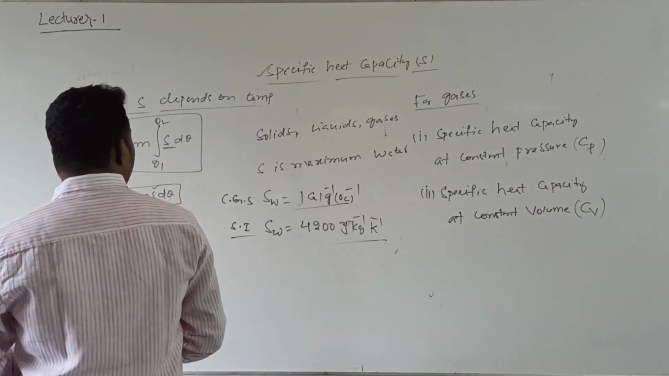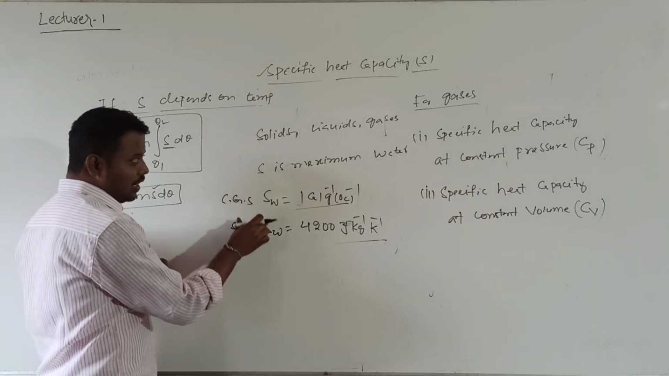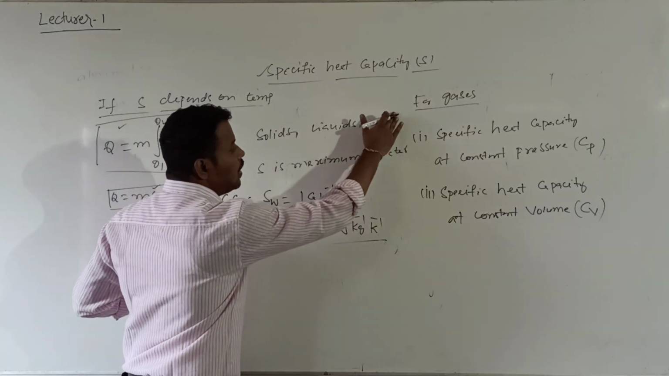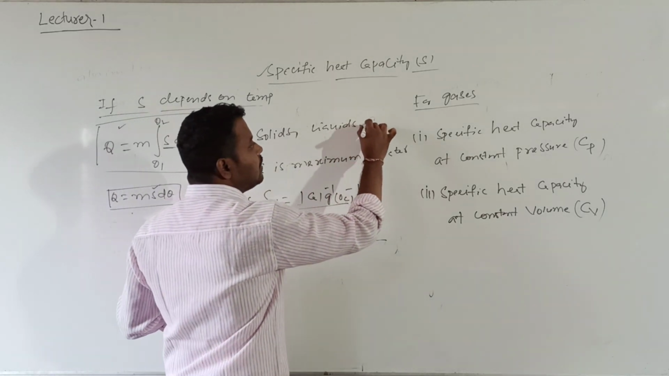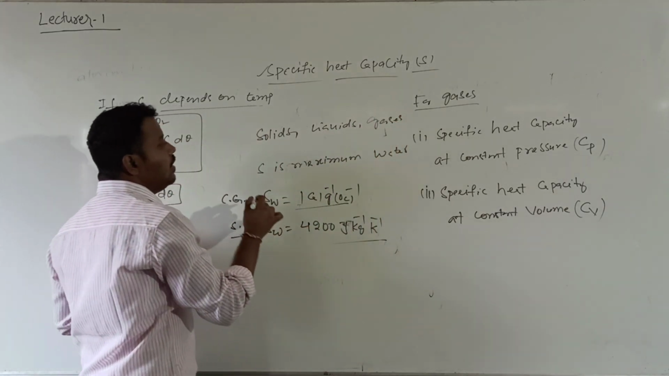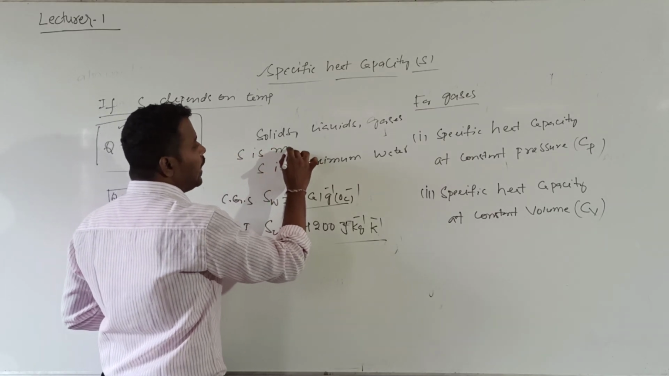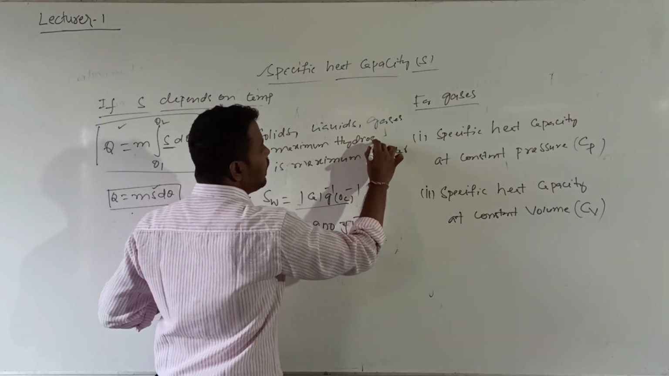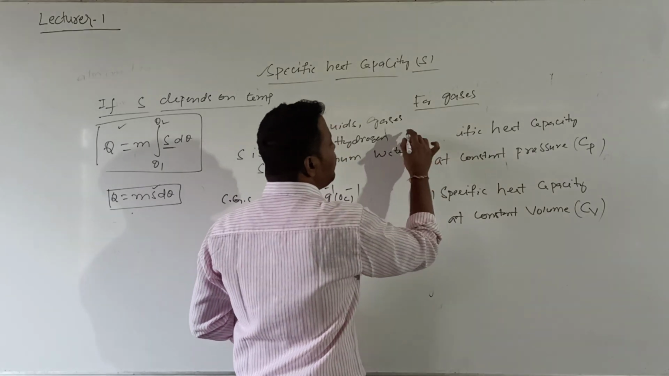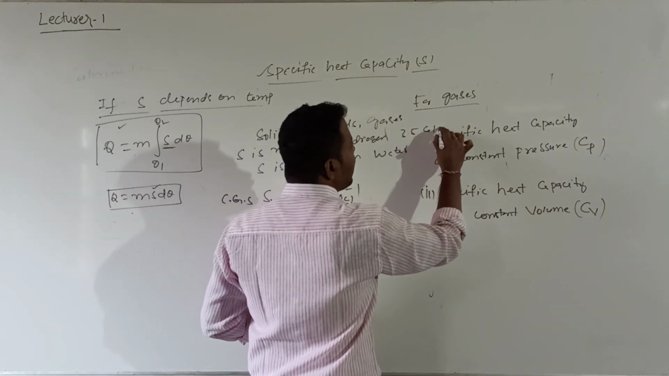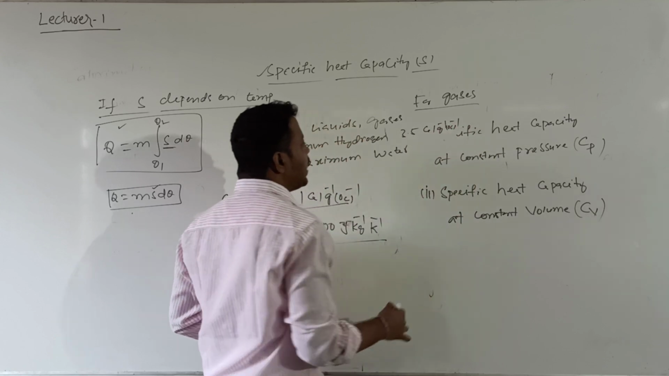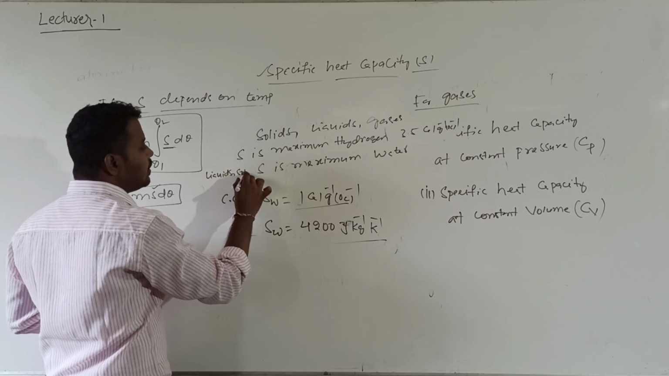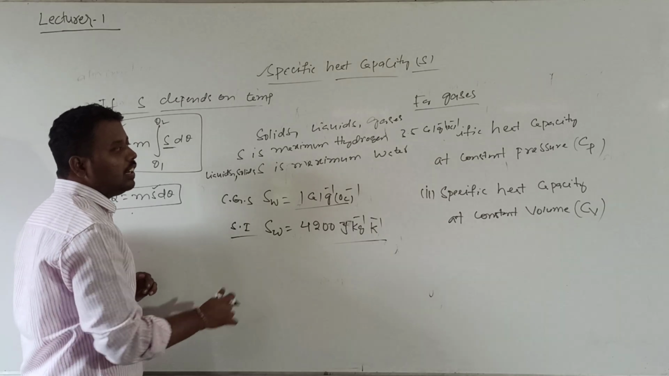So whereas, and one more important point, this is only for solids and liquids. When I consider solids, liquids and gases, if I consider all three, S is maximum for hydrogen, whereas the hydrogen specific heat capacity will be given by 3.5 calorie gram inverse centigrade inverse. Okay, and in liquids and solids, specific heat is maximum for water.